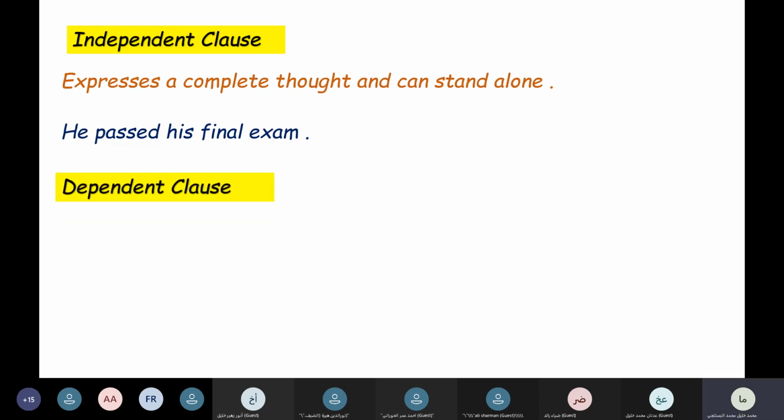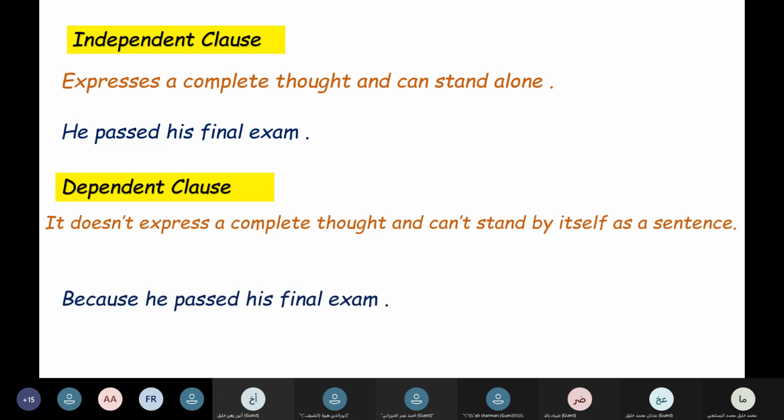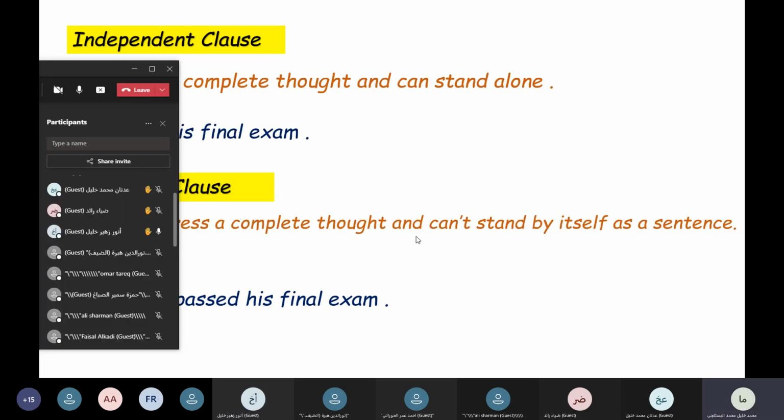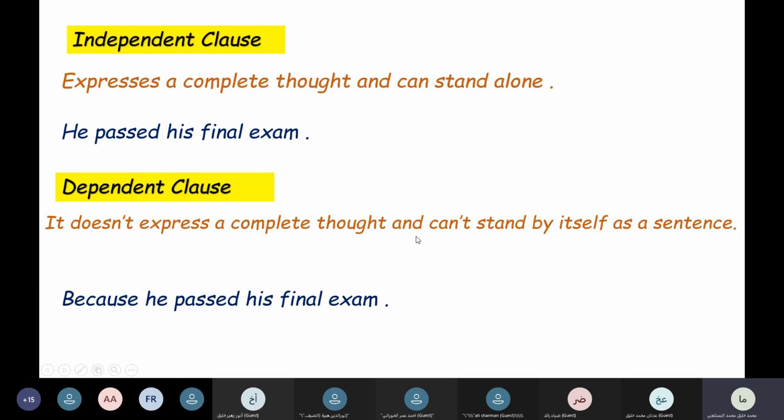Now, the second part of the clauses, which is called dependent clause. Look at the sentence. Because he passed his final exam. Now, what do you think? Does it express a complete meaning? No, it doesn't have a meaning. Yes, it doesn't express a complete meaning. And it cannot stand by itself as a sentence. It needs what? It needs more clauses to be completed.